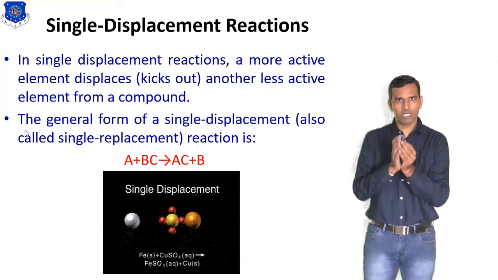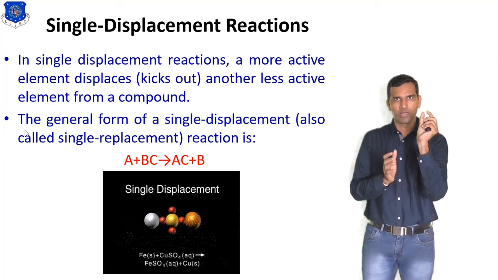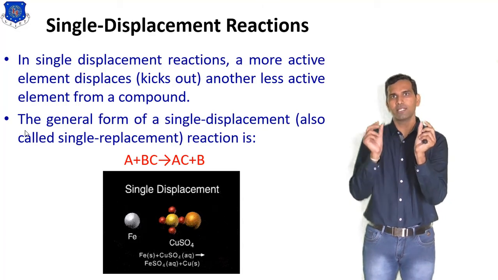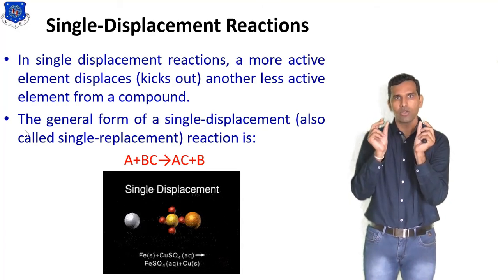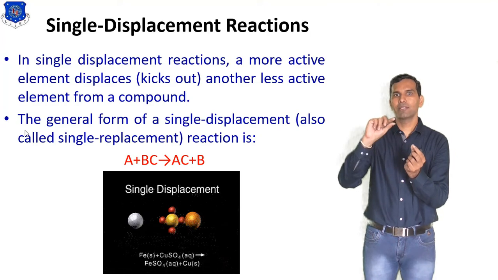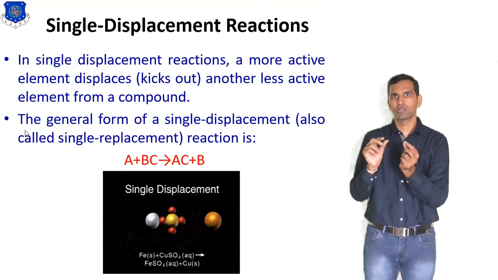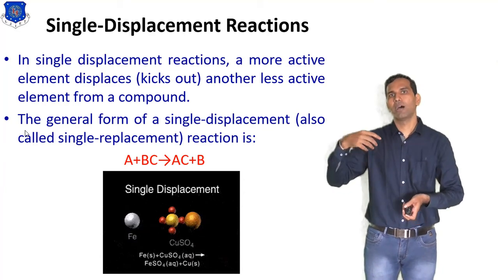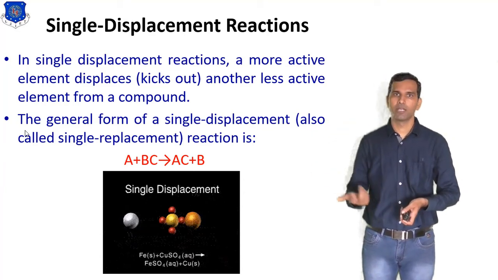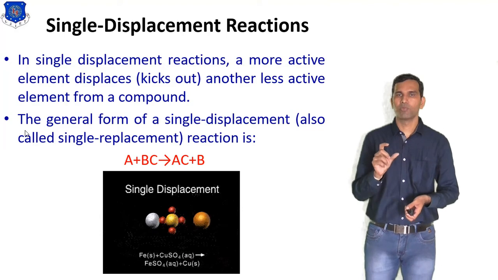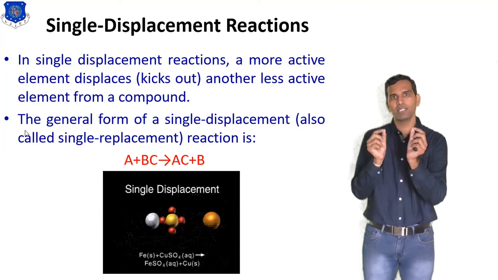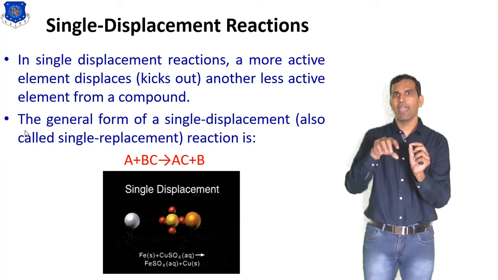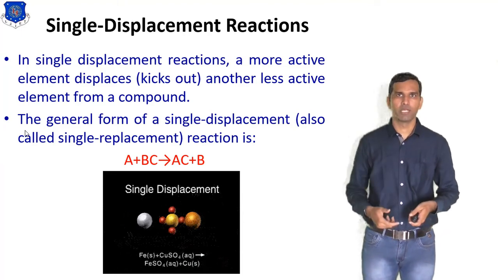So here we see A is one reactant, and BC is one compound. Here A reacts with C, so we get one product AC, and we also get another substance, B. So the symbol we can understand as A plus BC, that means A is mixed with C and we get B individually.